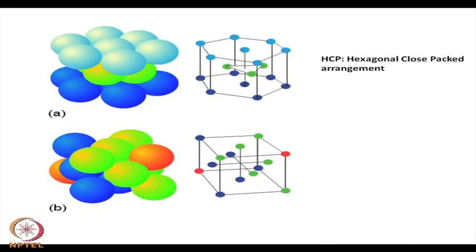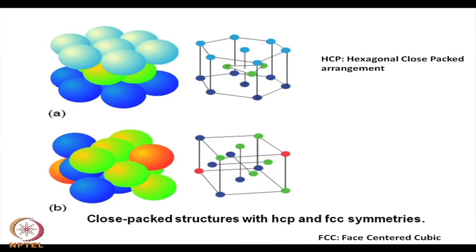These are the two structures which we have discussed earlier. One is the so-called HCP structure, hexagonal close packed structure, and the other is the FCC structure, or face centered cubic structure. Both of them are close packed structures, that is, the maximum packing you can achieve with solid spheres, or atoms of a spherical nature.